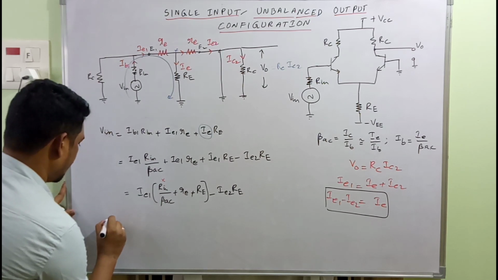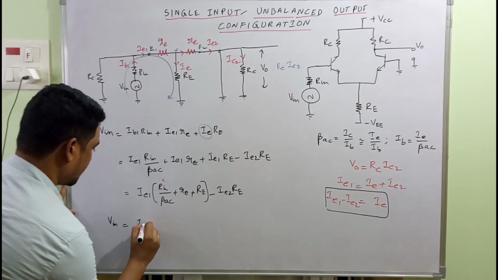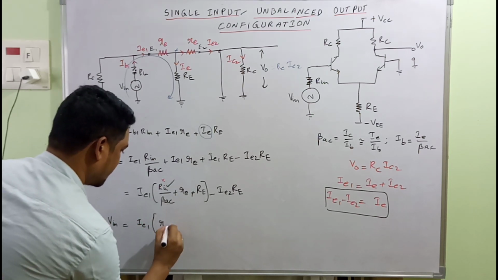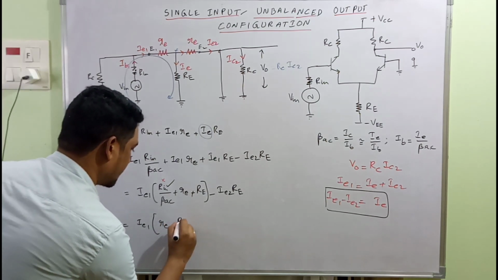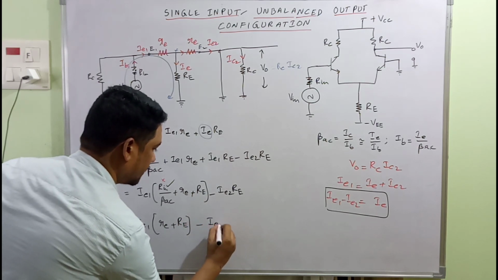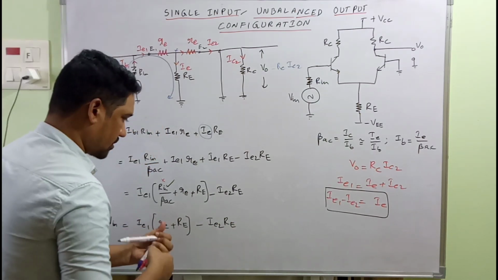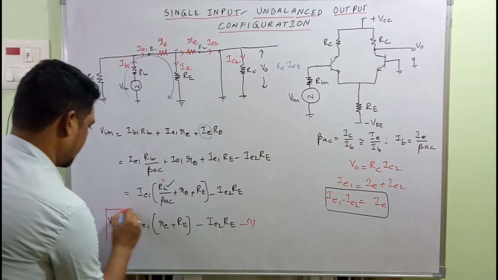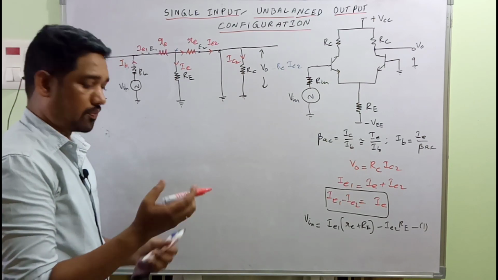So V in will be equal to IE1, and neglecting this one, we have RE, the dynamic resistance of the emitter junction, plus RE, minus of IE2 RE. Guys, let this entire equation be equation 1. Make a note, please.